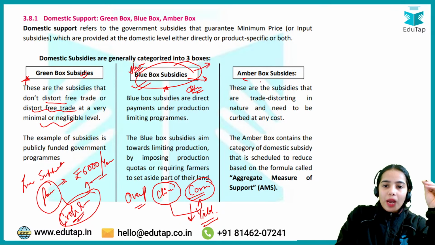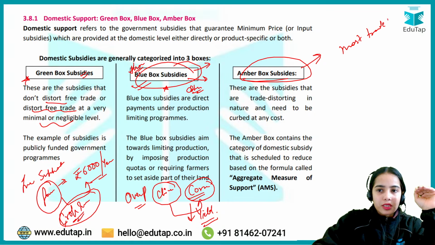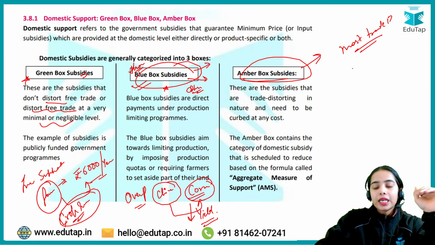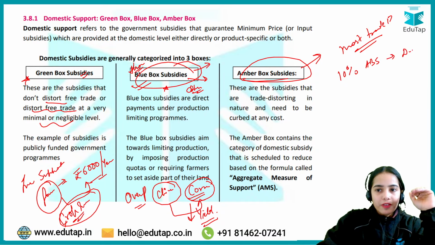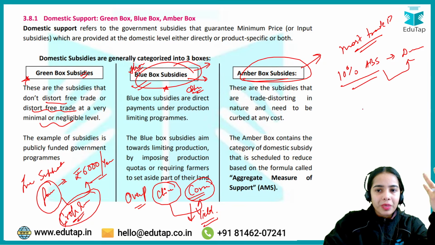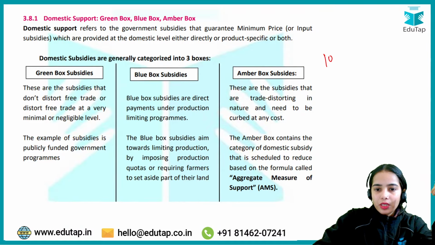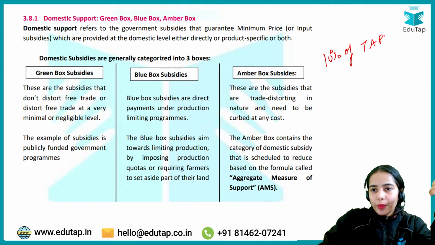Okay. Now amber box subsidies are considered the most trade distorting subsidies. And it is said that 10% of amber box subsidies are allowed for the developing nations. There can be some exceptions also, but 10% is allowed for the developing nations, and 5% is allowed for the developed nations. 10% of amber box subsidies, so 10% of total agricultural production value.